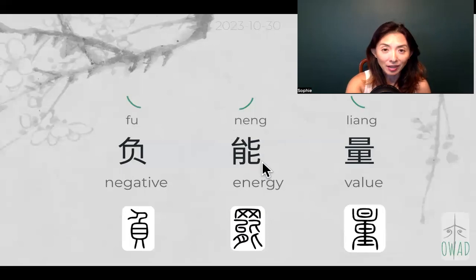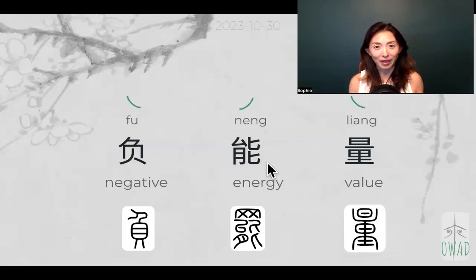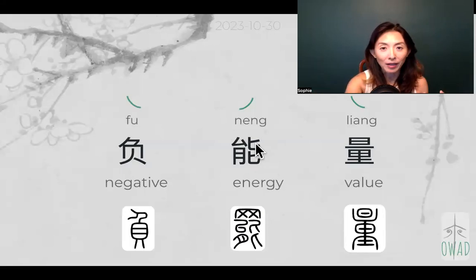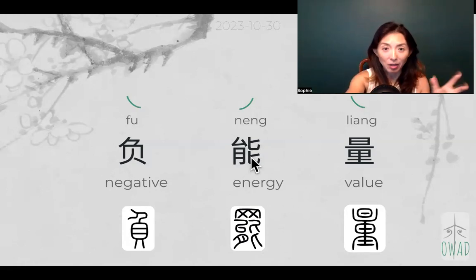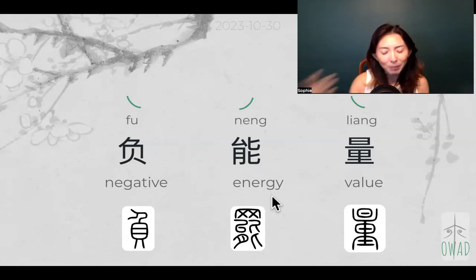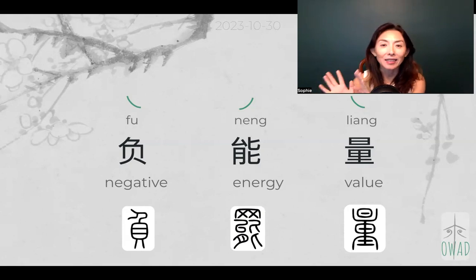And because 能 can mean multitudes of things, we have to pair it with another Chinese character, 量, energy value, together to pin down the meaning of this. Exactly, 能 in this context means energy. Simply in English it is energy, but we have to pair it with another Chinese character to make it deterministic as energy.